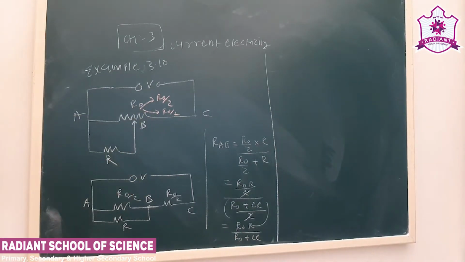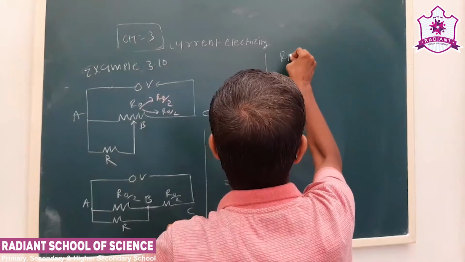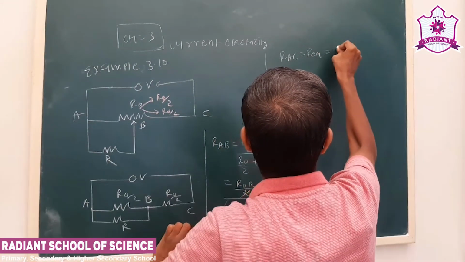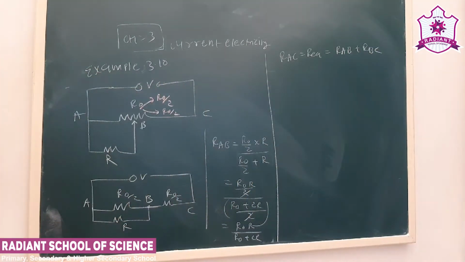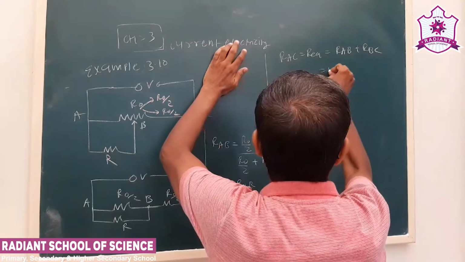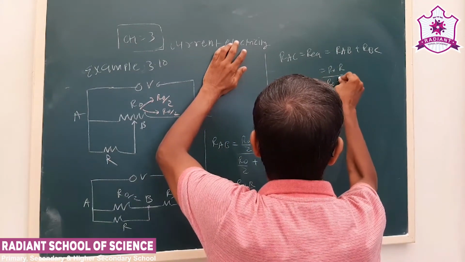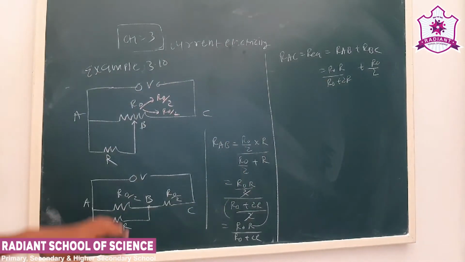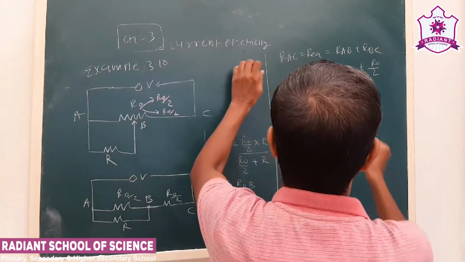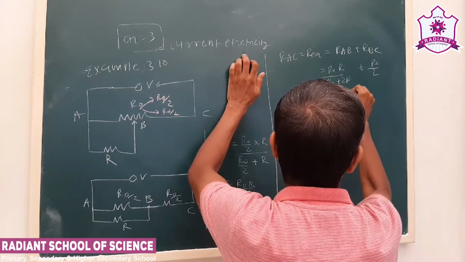Next we have to obtain the equivalent resistance between A and C. Now RAB we have obtained. This is a potential divider, so it is divided into two parts. RBC we have taken. Now we simplify. These two are in series: 2R0R.